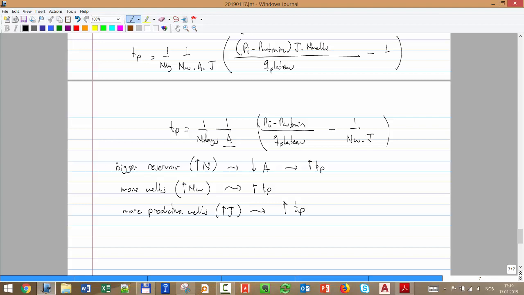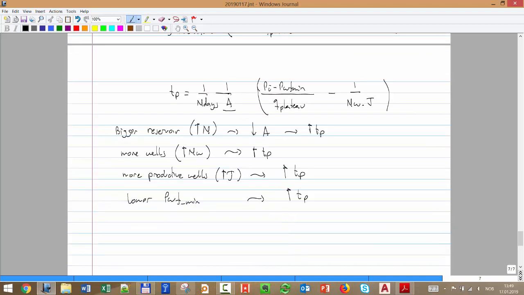If I say lower PWF mean, I managed to lower that pressure somehow, then also TP increases. And finally, if I decide to use a bigger plateau, higher plateau, what should happen? Higher Q plateau, then this one goes down.